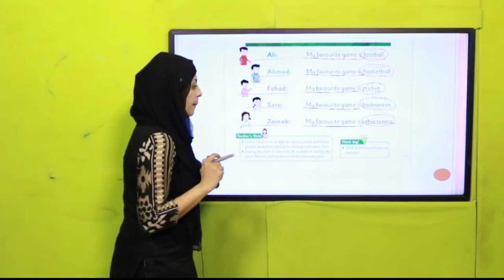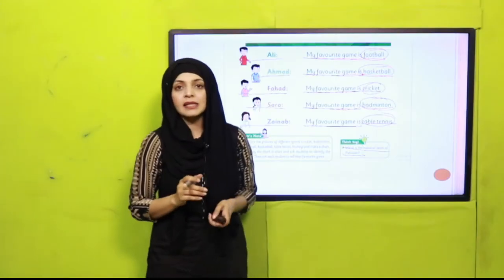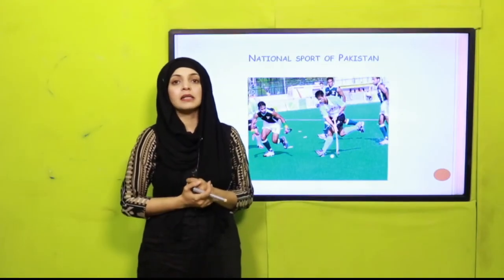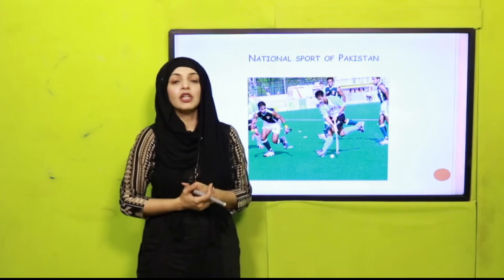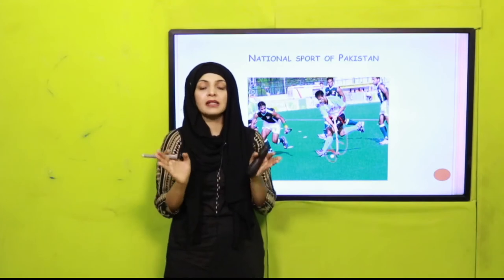Now think big. What is the national game of Pakistan? The national game of Pakistan is hockey. You can see it on your screen. It is played with a hockey stick. This is the hockey stick and a ball. They have to hit the ball with this hockey stick and throw it into the goal. So the national sport of Pakistan is very nice, hockey.